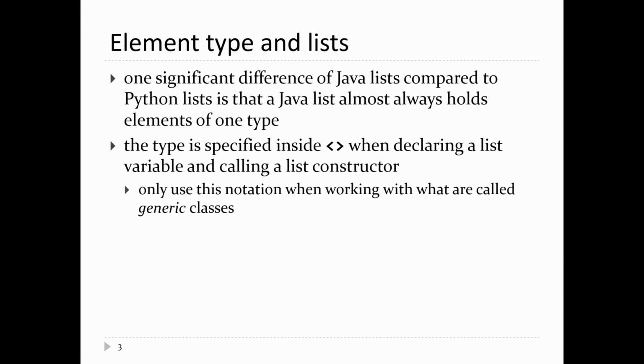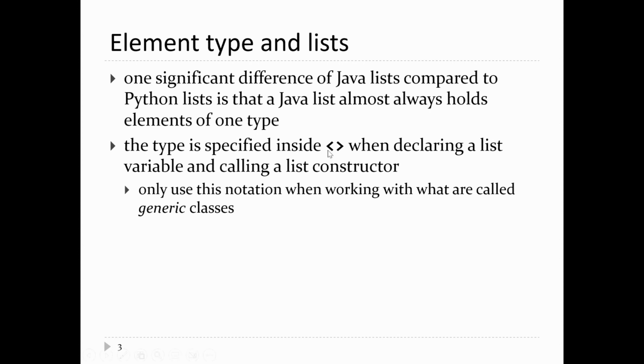One of the big differences between a Java list and a Python list is that a Java list almost always holds elements of a single type. Whereas in Python, you know that you can put whatever type you want into any list. The problem in Python is, when you start to take stuff out of the list, you have to know what the type of the object is in order to use it properly. So Java says, look, your list should only have elements of one type. Because you know what the type is, it becomes easier to use the elements in the list.